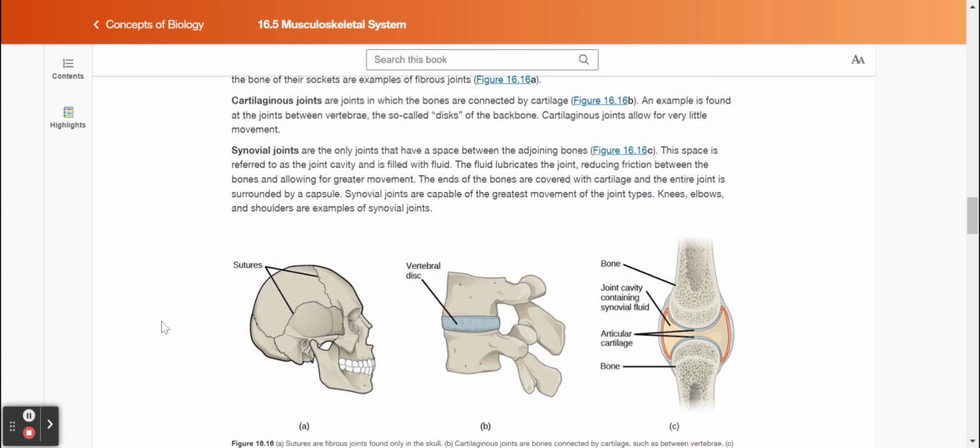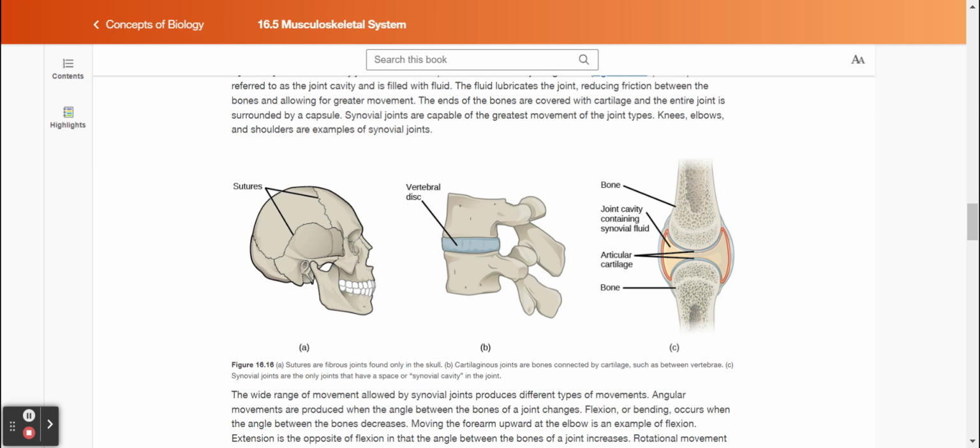Synovial joints are the only joints that have a space between the adjoining bones. The space is referred to as the joint cavity and is filled with fluid. The fluid lubricates the joint, reducing friction between the bones and allowing for greater movement. The ends of the bones are covered with cartilage, and the entire joint is surrounded by a capsule. Synovial joints are capable of the greatest movement of the joint types. Knees, elbows, and shoulders are examples of synovial joints.